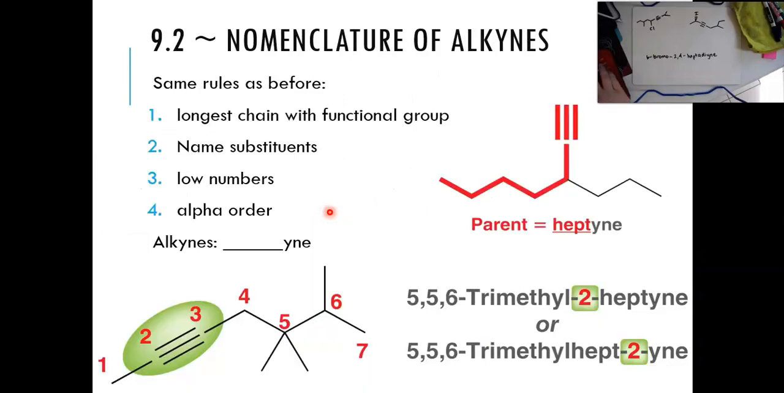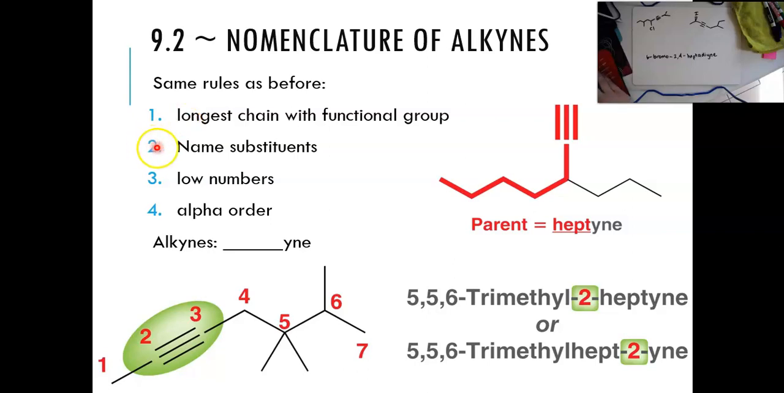So we are going to talk about nomenclature. Now, as I mentioned in our last chapter, when we're dealing with nomenclature with a functional group, nothing is changing for what we've already learned. We're just adding on. So the same rules as before. We're going to find the longest chain that includes that functional group. So this time our functional group is our triple bond.